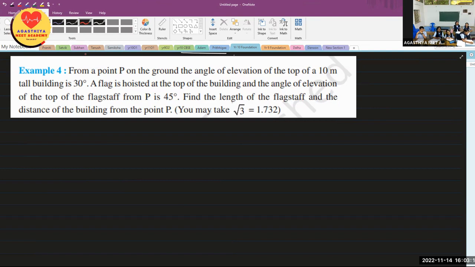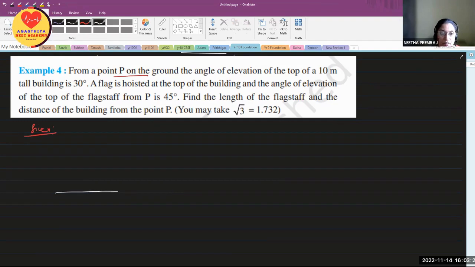So from a point P on the ground, what should you do? Immediately draw a line. So this is ground level, okay? This is ground level. There is a point. Let P be the point. Okay, P.